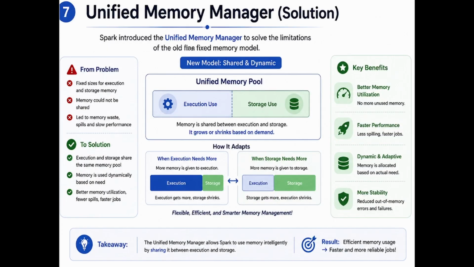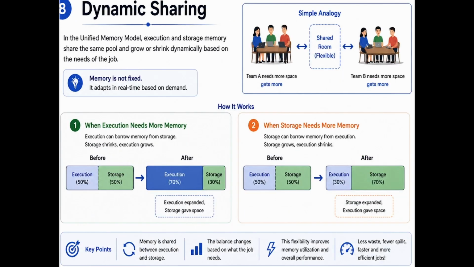So Spark solved this problem. It introduced something called the Unified Memory Manager. And now execution and storage share the same memory pool. Memory is no longer fixed. It becomes flexible. If execution needs more memory, it can take more. If storage needs more, it can take more. Same memory, but much smarter usage. This sharing is dynamic. It keeps changing based on need.